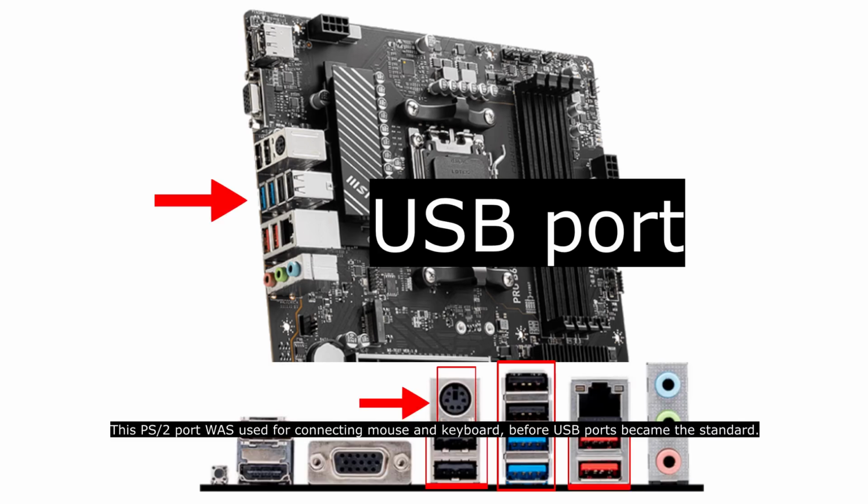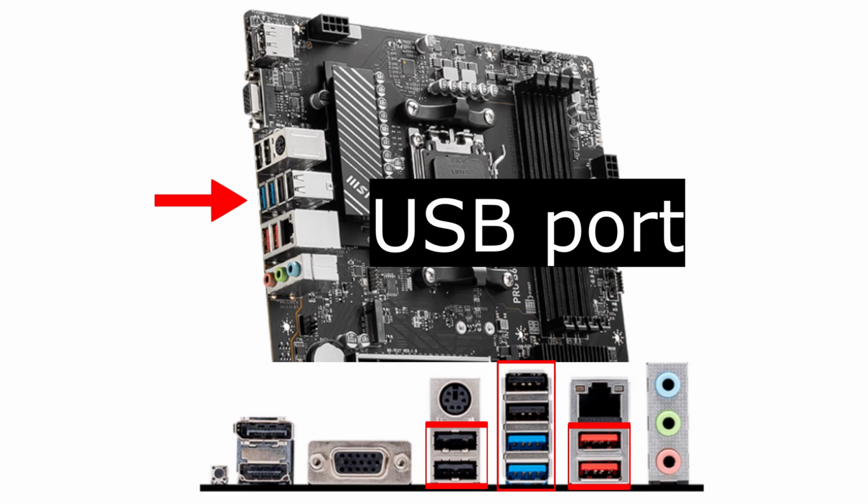Fifth is the USB port. This port is used to connect USB devices to the motherboard, such as your mouse or a USB stick. This port allows data transfer between the USB device and the motherboard. For example, if you want to save a video on a USB stick, you plug it into the port, drag the video to the USB stick, and the video will be transferred to the USB stick.